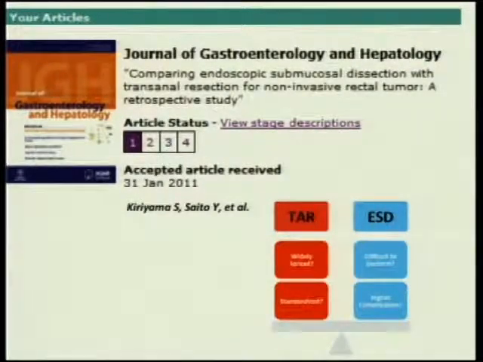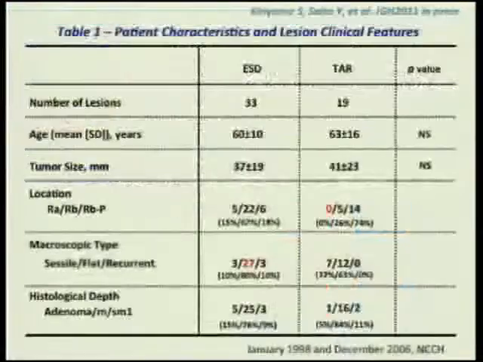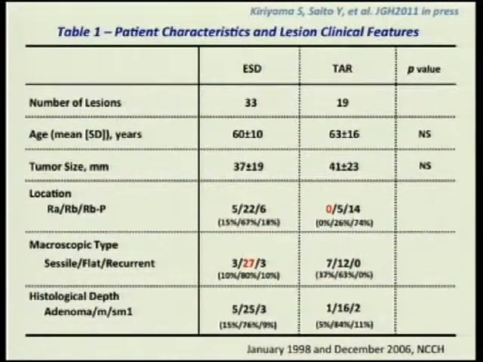How about the comparison between TAR, transanal resection, and ESD? We recently published the comparison data from our National Cancer Center. The indication is T1 cancer, estimated as M or SM superficial. For TAR, it is difficult to perform in upper rectum cases, so 0 in RA, and this is the number in each rectal location.